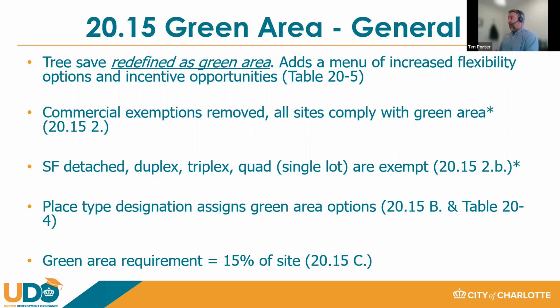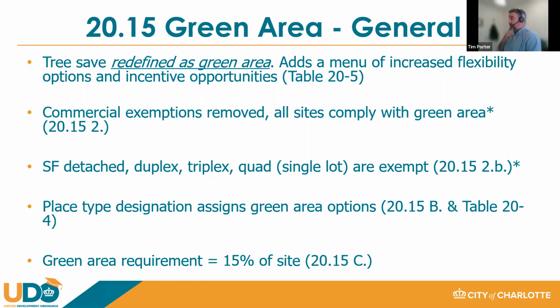It's really important to note there's been a pivot and a change to the new place type designation as the driver that assigns green area options and requirements. Those familiar with the centers, corridors, and wedges growth framework know that it really drives how tree save requirements and options are applied and available. That's gone. Place types now takes over as the main driver.